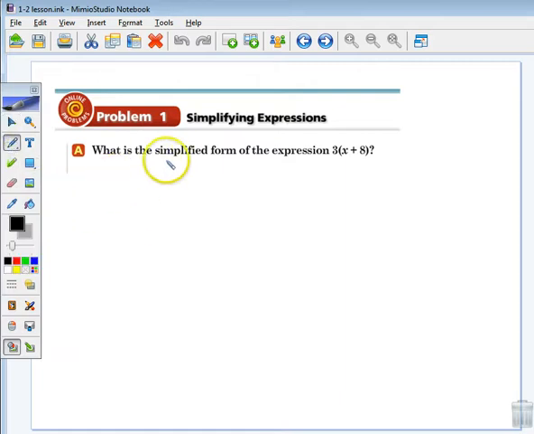You can always pause to write it down. Alright, so here we are going to start with how to simplify expressions by using the distributive property. So here we have 3 times x plus 8.